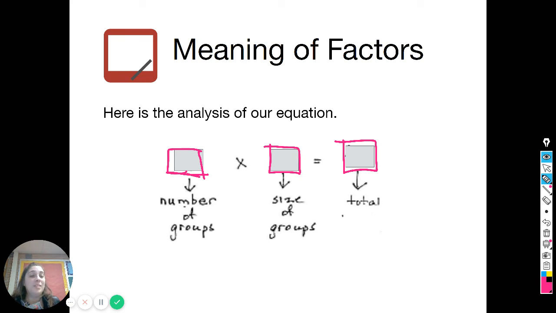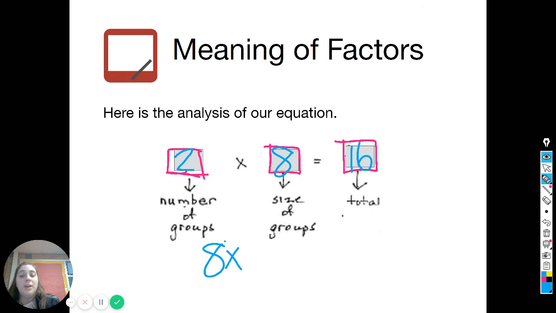I am loving those equations. We had 2 groups or 2 rows, and in each one there were 8, and that gave us a total of 16.